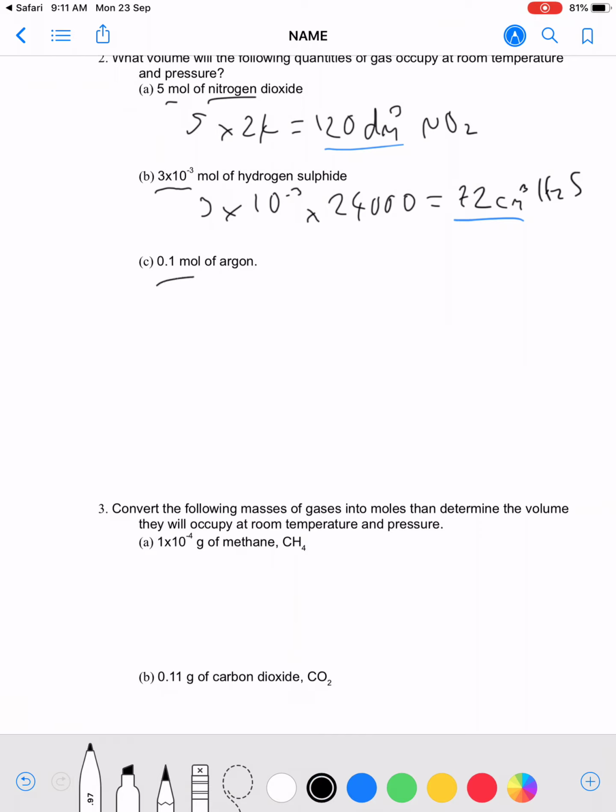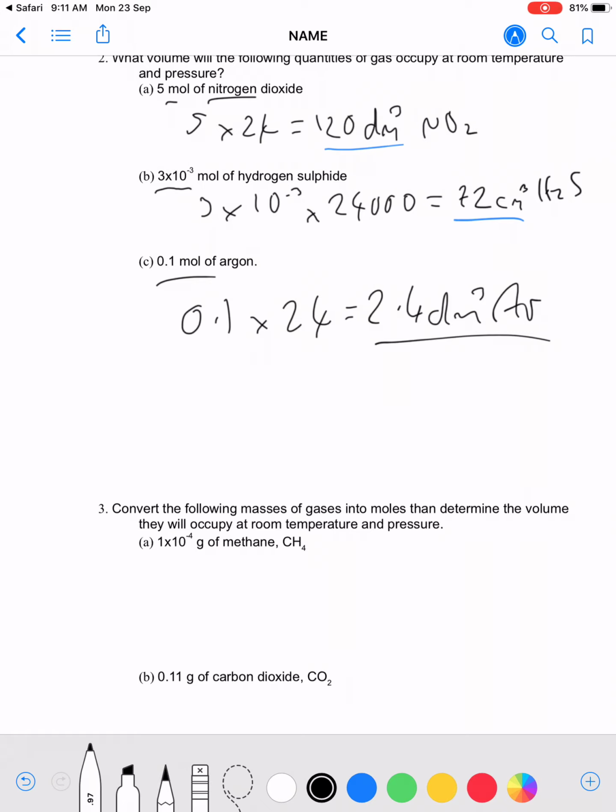Okay, 0.1 moles of argon. So it's just 0.1 moles, so it's 0.1 times, what's the molar volume? 24, so it's going to be 2.4 dm cubed of argon. Again, with the handwriting theme, let's keep that legible. 2.4 dm cubed of argon.